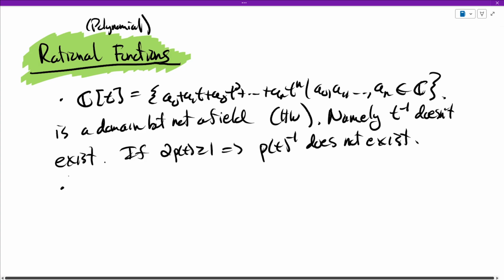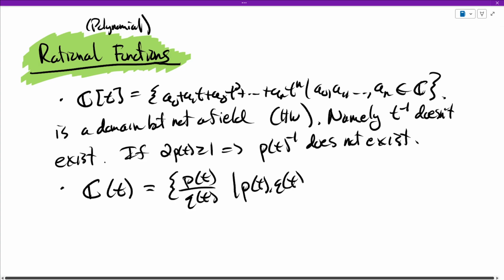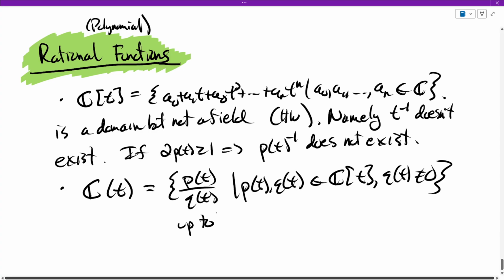So this passage from the polynomial ring to a new set where we add in the multiplicative inverses changes the bracket to a parentheses. This is called the field of rational functions over C in the indeterminate T, but I'll give you a set theoretic description first. So it's P of T over Q of T, where P of T and Q of T are in C adjoin T, and Q of T is, of course, not 0. And really, it's up to equivalence.